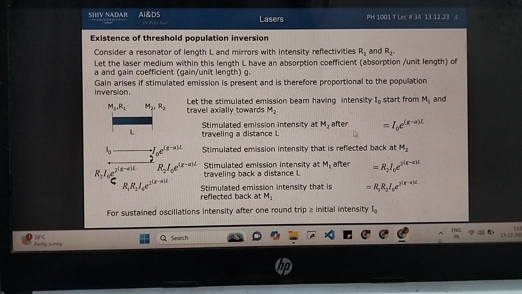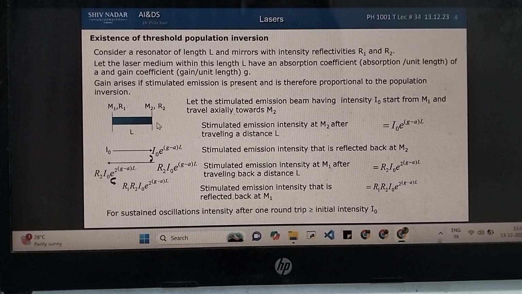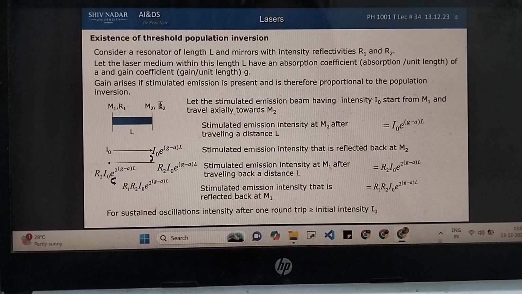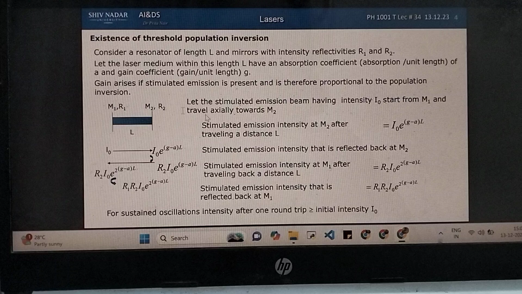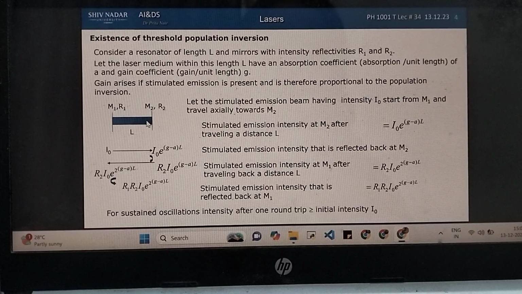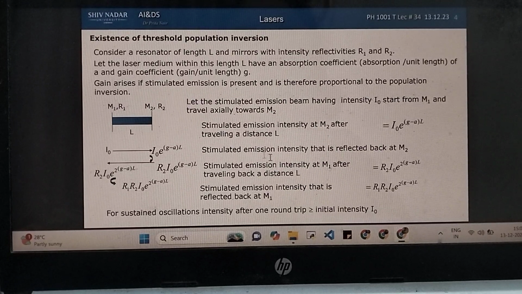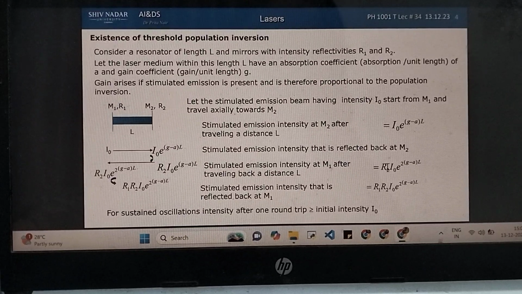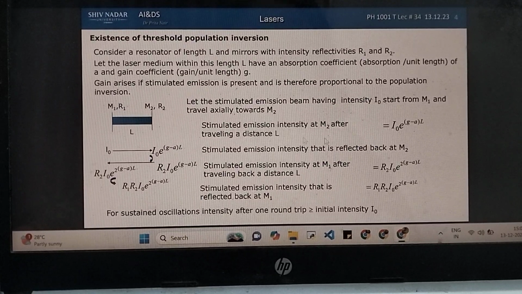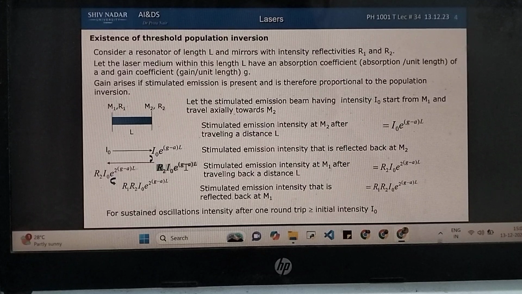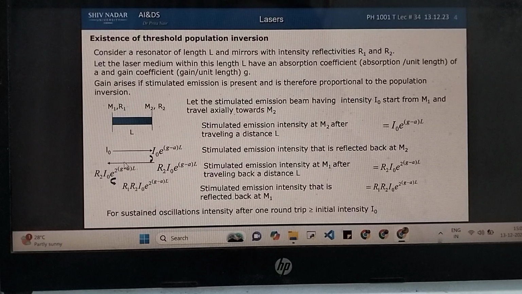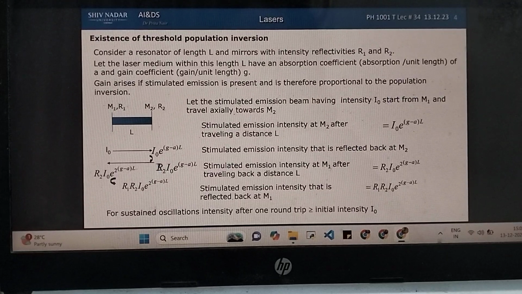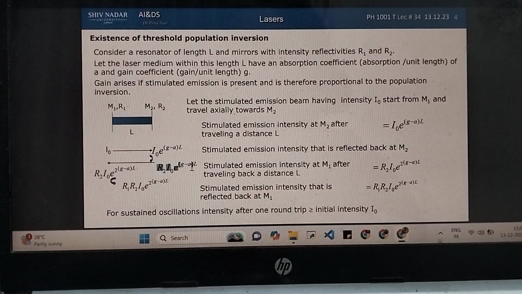Now again it hits M2, it gets reflected back, and M2 has a reflectivity R2, meaning it will only reflect back R2 percentage of the light falling on it. So by the time it is reflected back from M2 and it is still here, the intensity has become R2 times I0 e raised to (g minus a) L, which is what you have here. After reflection, the photon has not started traveling back, but just post reflection, this is the intensity R2 times I0 e raised to (g minus a) times L.